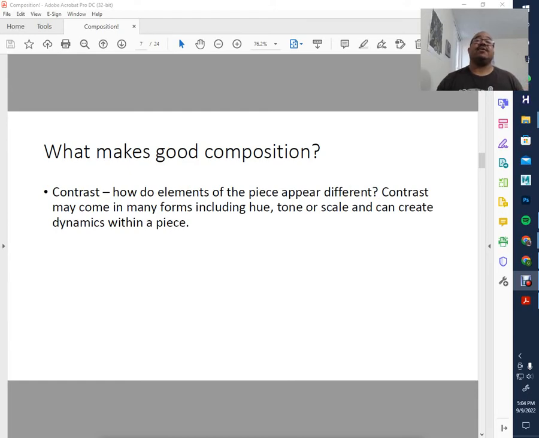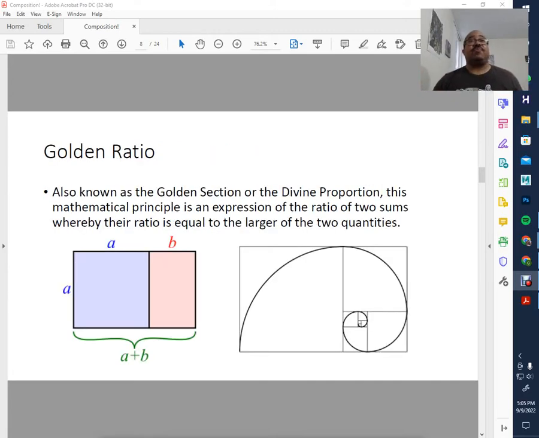So contrast can come in the terms of both hue or color. It can come as tone or value. It can come as scale, like things are bigger or smaller. And it can create dynamics within a piece. We can use things to divide compositions.